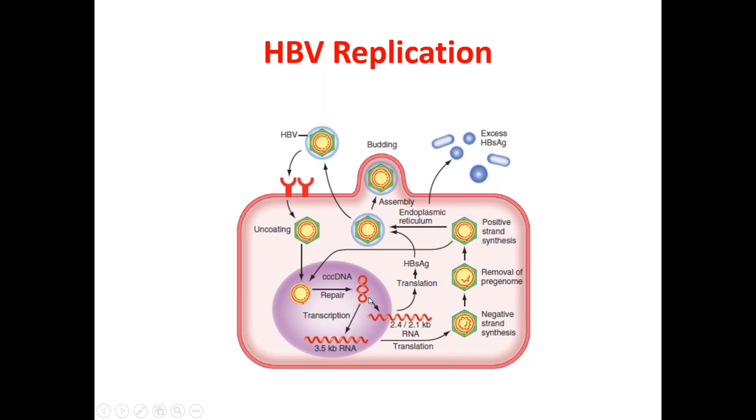So once the cccDNA is formed inside the hepatocytes, either it can form the RNA, which may be used to produce another strand of DNA, or it can be used for the production of viral proteins. Subsequently, the full structured virus is produced and released outside the hepatocytes. Some amount of the virus cycles back and comes inside the hepatocyte nucleus again and forms the cccDNA.